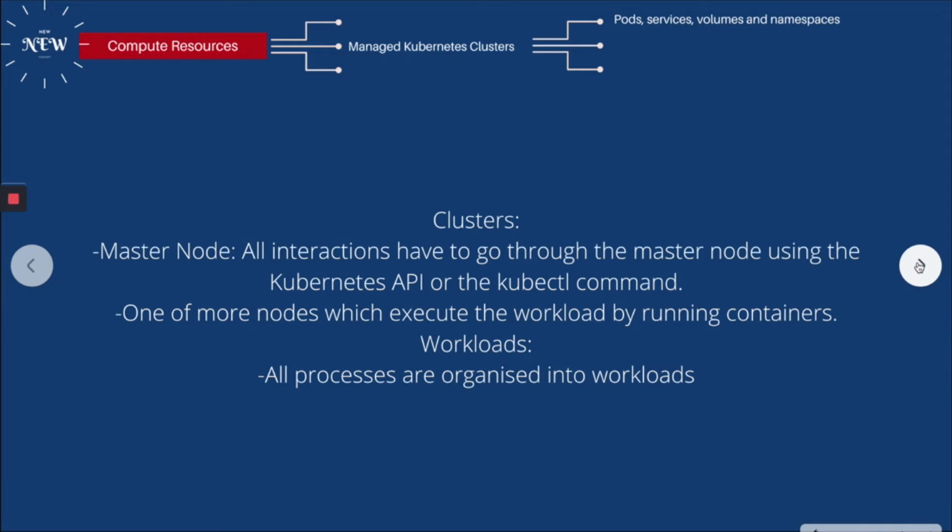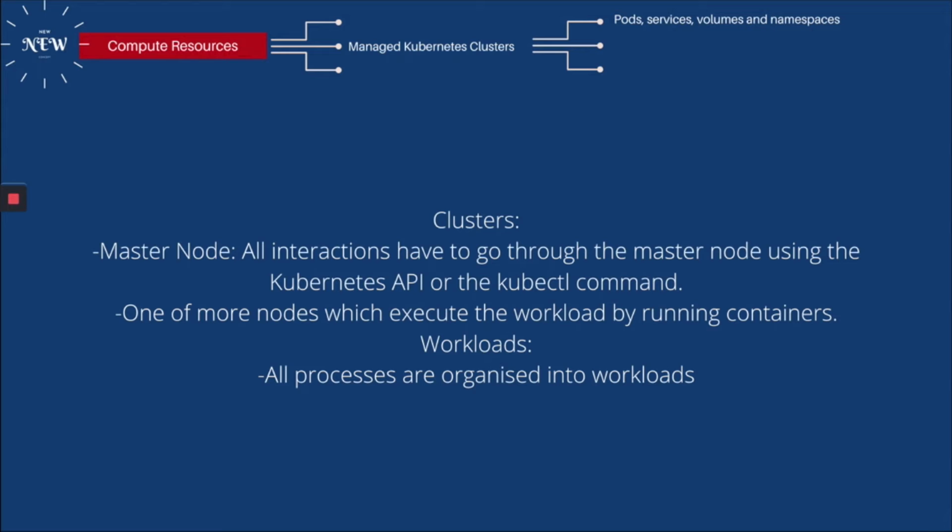The first thing we need to go over are clusters. We've previously said we have master node and one or more nodes, but let's have a look at what those do. A master node is exactly as it sounds. It handles all the interactions that go through to the cluster. That means that you're going to be using a lot of Kubernetes APIs, as well as the kubectl control command. A future video will also go through an introduction to the command line and how you can use it to manage and deploy Kubernetes.